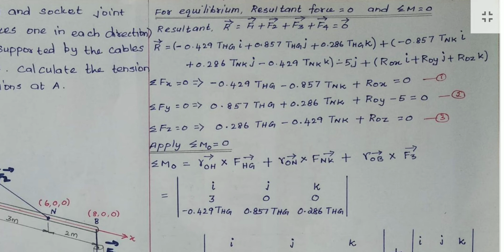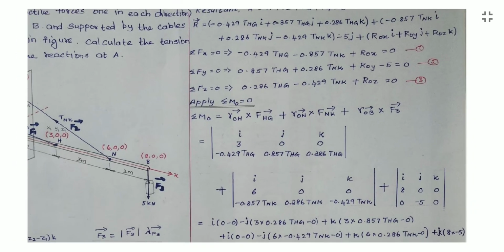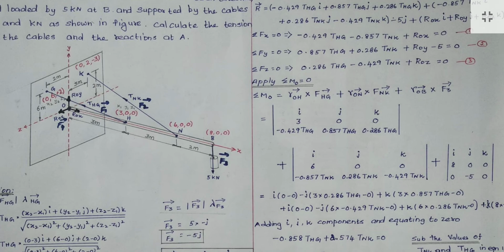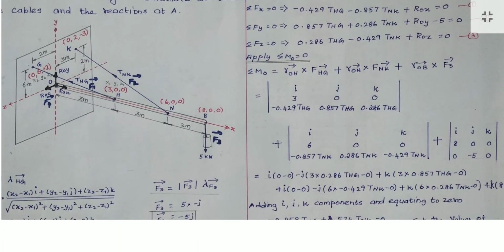But from these equations we can't find the unknown values. Because how many? So here we have only 3 equations, but how many unknowns? 1, 2, ROX, RO3, 4, 5. 5 unknowns are there. So we can't find the answer from this. We have 5 unknown values. So we will use the next boundary condition, which is moment is equal to 0. That's all. Moment is equal to 0. Moment at any point we can equate, right? Moment is equal to 0.